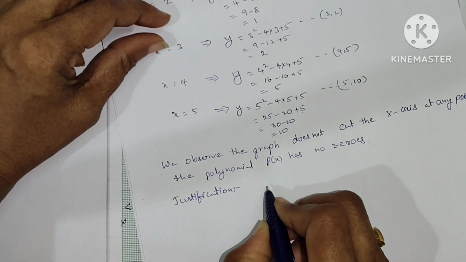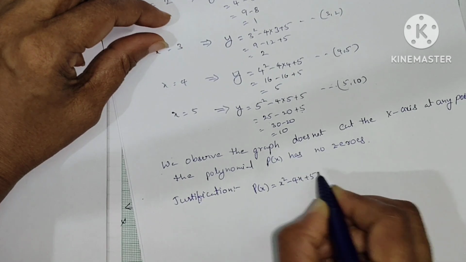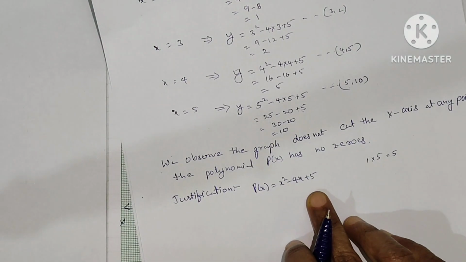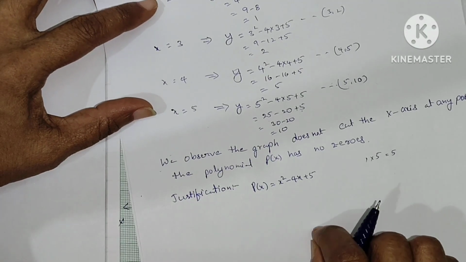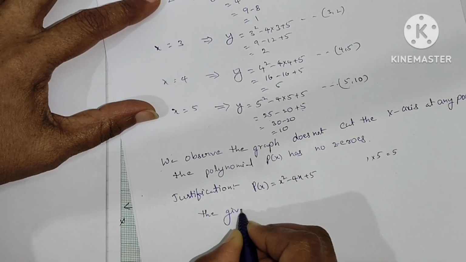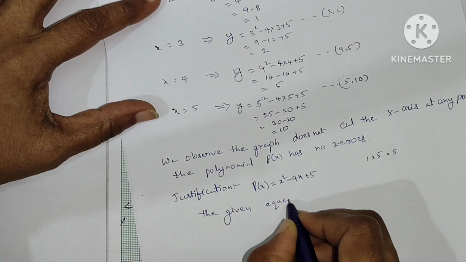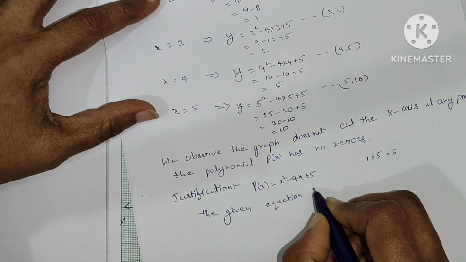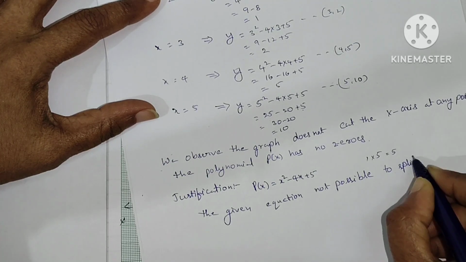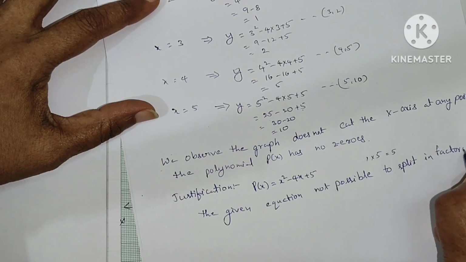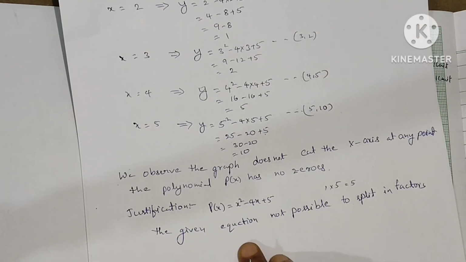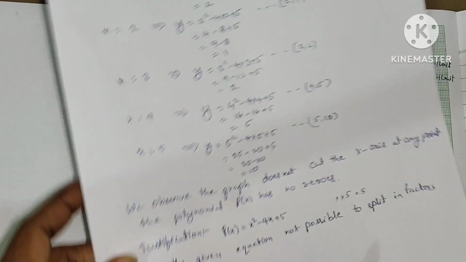Justification: the given equation is p of x equals x square minus 4x plus 5. Here the x square coefficient is 1 and the constant is 5. So we cannot split the middle term in a proper way, so it is not possible to get solutions. The given equation, it is not possible to split the middle term into factors. So it has no zeros. So this is the third solution.